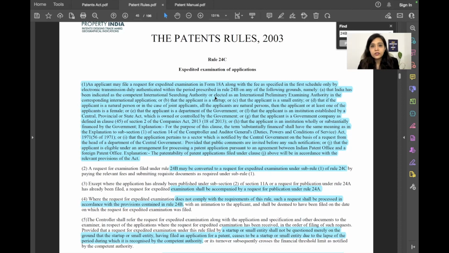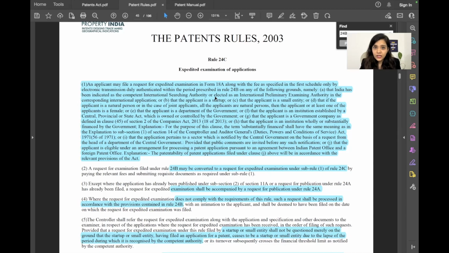So first point is, if there is an international application and you as an applicant have chosen India as an international search authority, which is also called ISA, or International Preliminary Examination Authority, which is also called IPEA. So if you have chosen ISA or IPEA as India in a corresponding international application, then you can apply for expedited examination. Then we have clause B, which is startup, and then we have clause C, which is small entity.